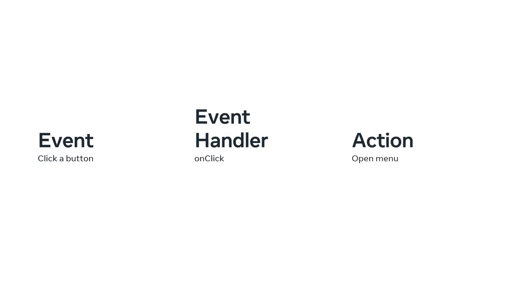Every time you click or tap a button, scroll down a page, or cancel a boring notification, you're producing events in the browser. And as you learned earlier, in order for these events to have any effect, you need to use event handlers that will then execute an action. For example, suppose you use a button to open a menu. Clicking the button is the event. The event handler is onClick, and the action that follows the event is opening the menu.